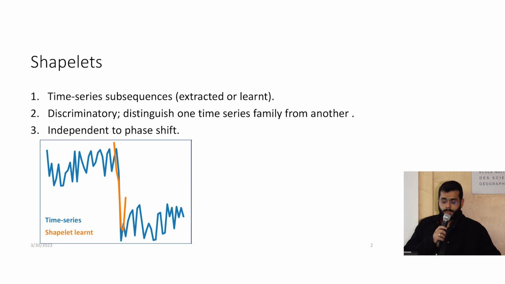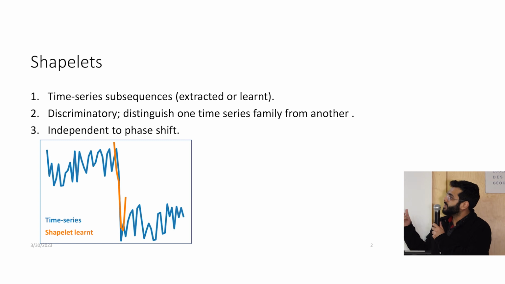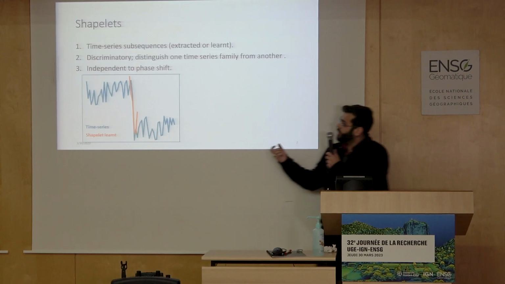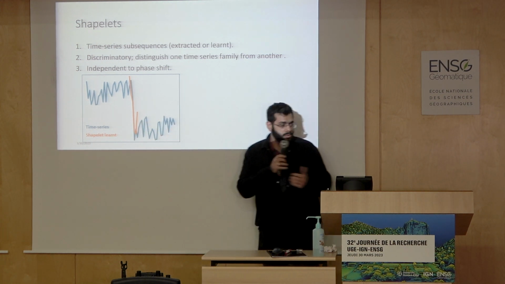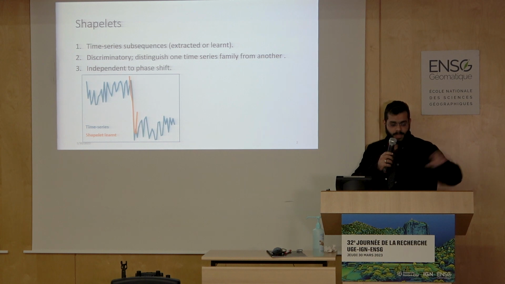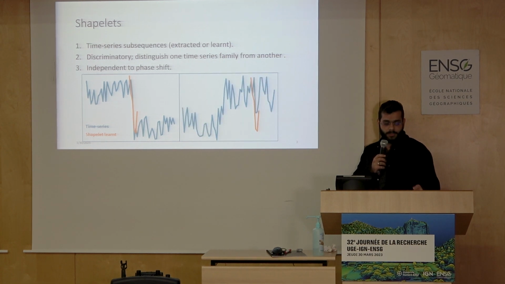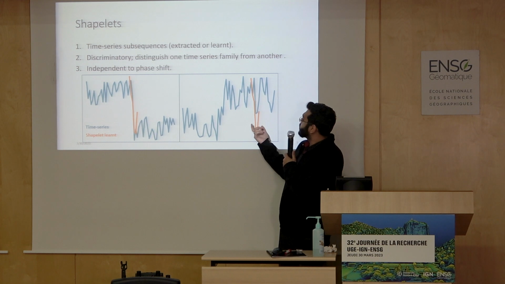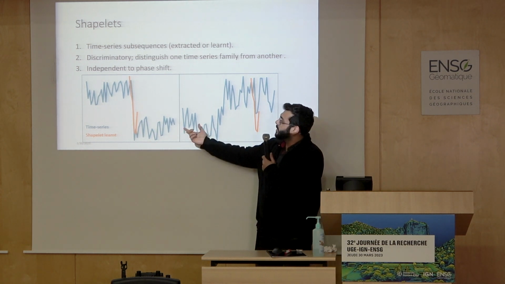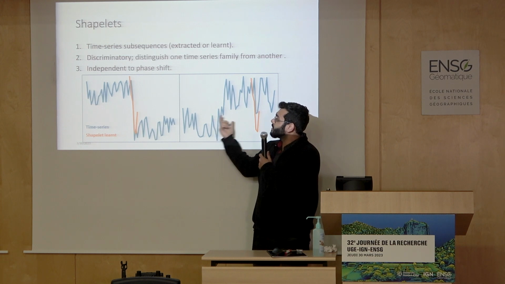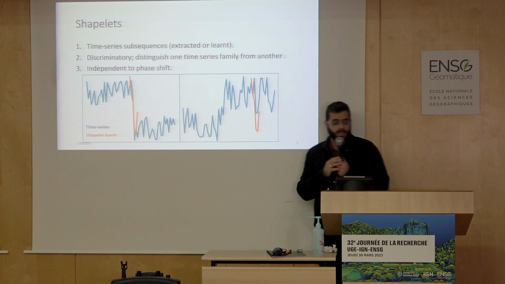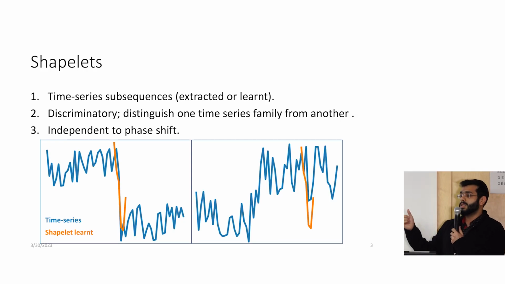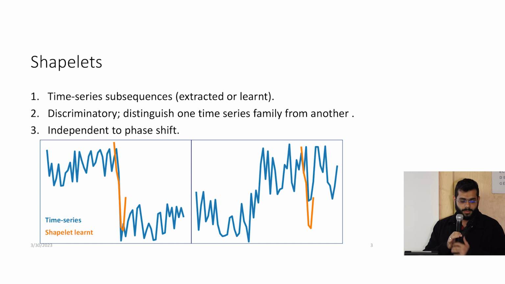And the idea behind shapelets is similar to finding patterns. You try to search for a subsequence from the time series where this subsequence best resembles a part of the time series, similar to a prototype. For another time series, this shapelet doesn't resemble any part of it. So basically, it can differentiate between two different families of time series. The idea behind a shapelet is that it should find a subsequence that is discriminative between different time series families.